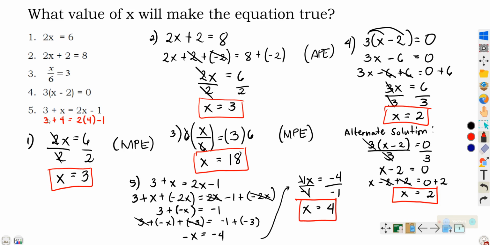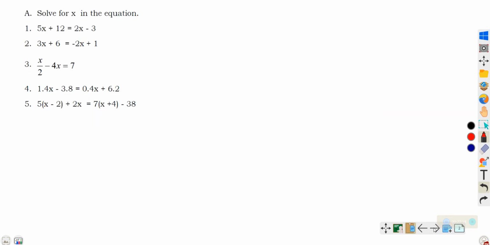So, yung 3 plus 4, 7 yun, di ba? So, tingnan natin kung 7 din yung right side. 2 times 4 is 8. 8 minus 1, 7. So, 7 equals 7. Therefore, tama po ang ating nakuhang sagot. Okay? So, ngayon, meron ako ditong examples.